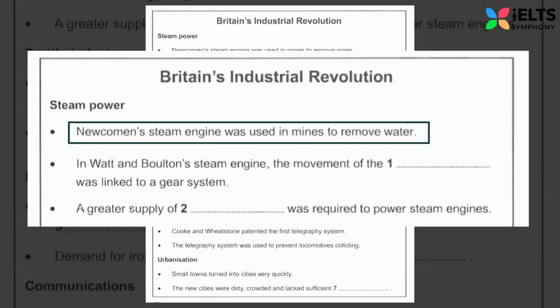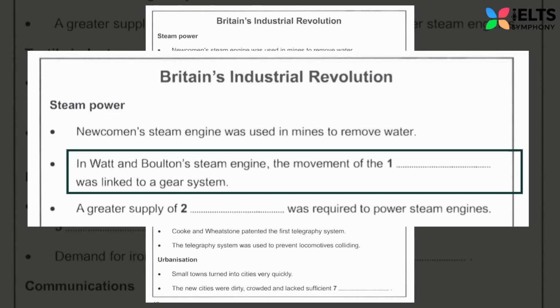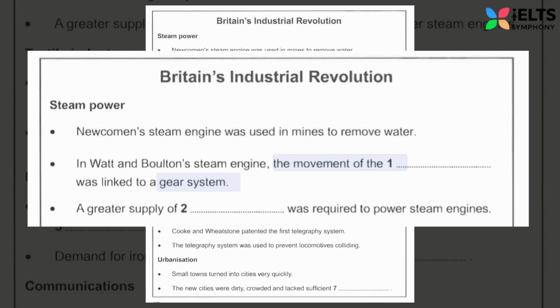Newcomen's steam engine was used in mines to remove water. Well, this gives us some context, and it sets the tone for the question to appear. Next, let's read the next part. It is saying that in this engine, the movement of something, which we need to figure out, is linked or connected to a gear system. Now, let's find the answer in the passage. We'll look for key terms like Watt and Bolton and gear system.